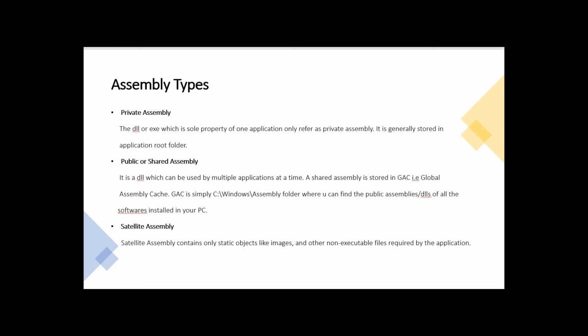The second one is the public or shared assembly. It is a DLL which can be used by multiple applications at a time. A shared assembly is stored in the GAC, that is, the Global Assembly Cache location. In your system, if you go to the C drive, then the Windows folder, then the assembly folder, here you can find the public assemblies of all the software installed on your PC. Next we have the satellite assembly. A satellite assembly contains only static objects like images and other non-executable files required by the application.